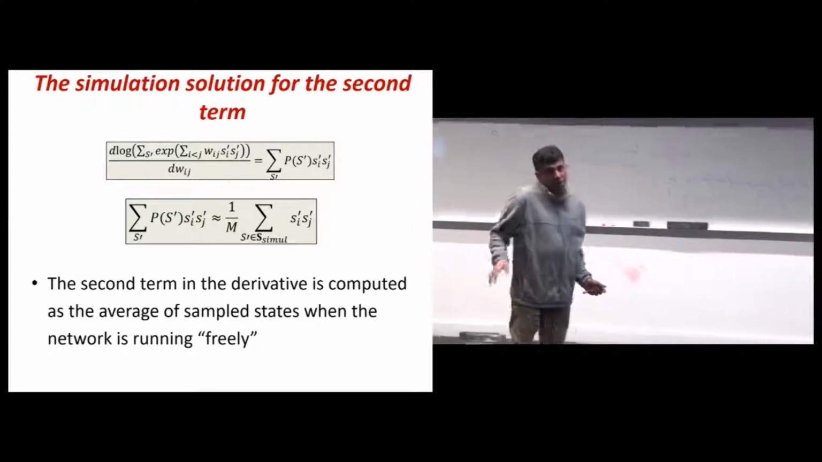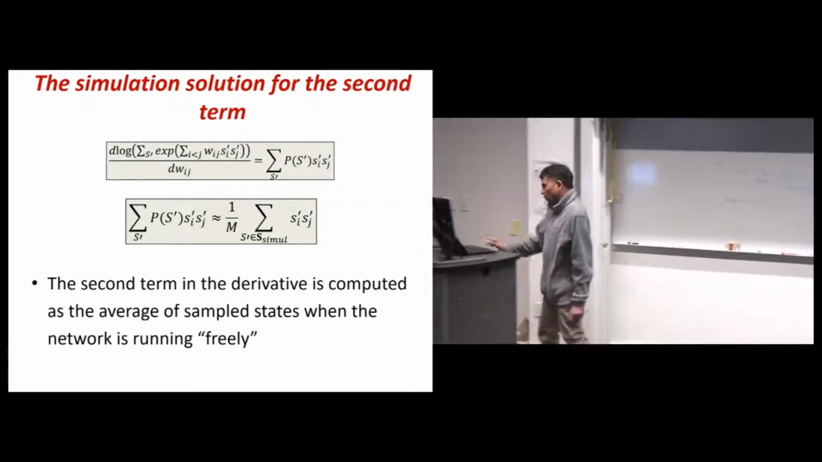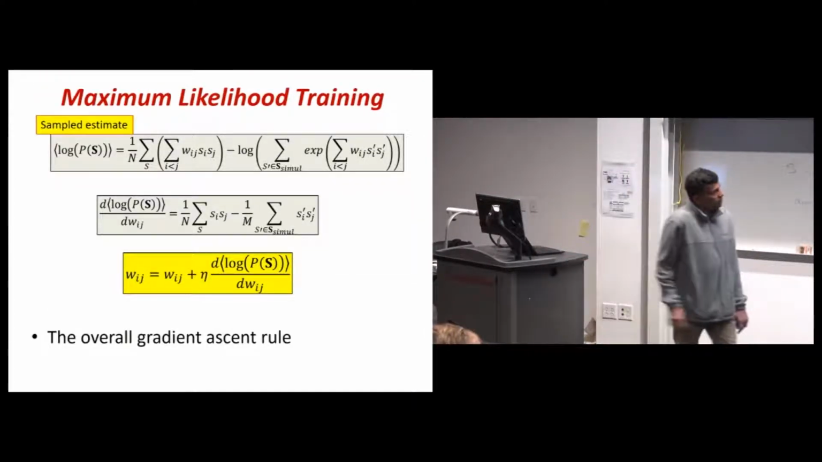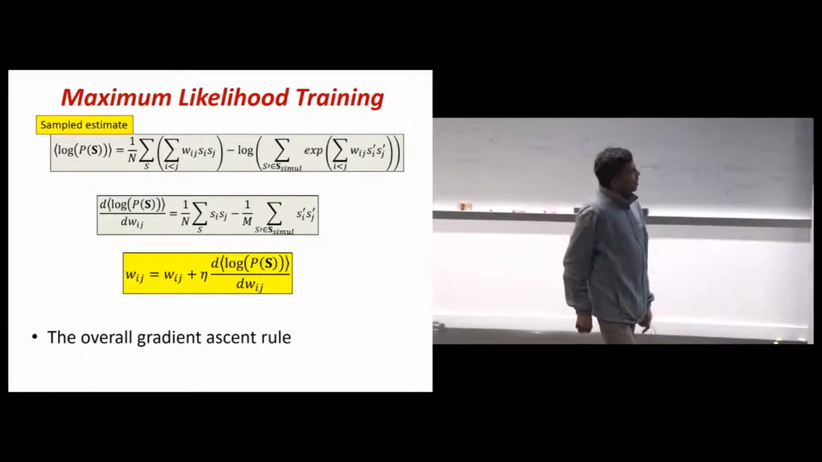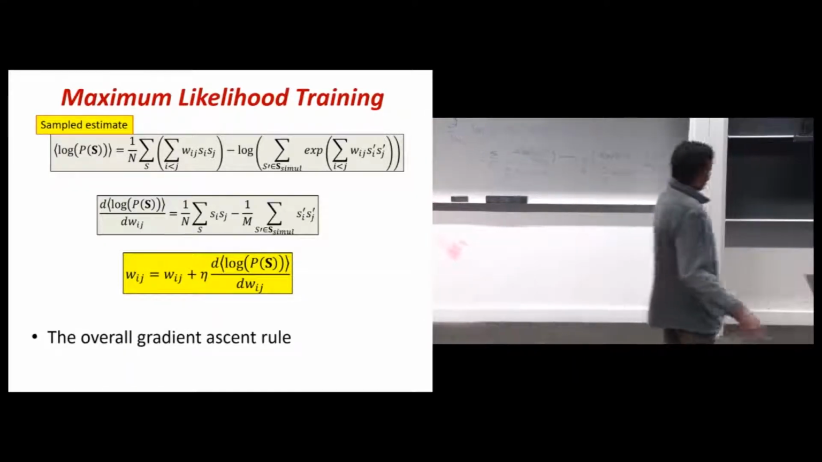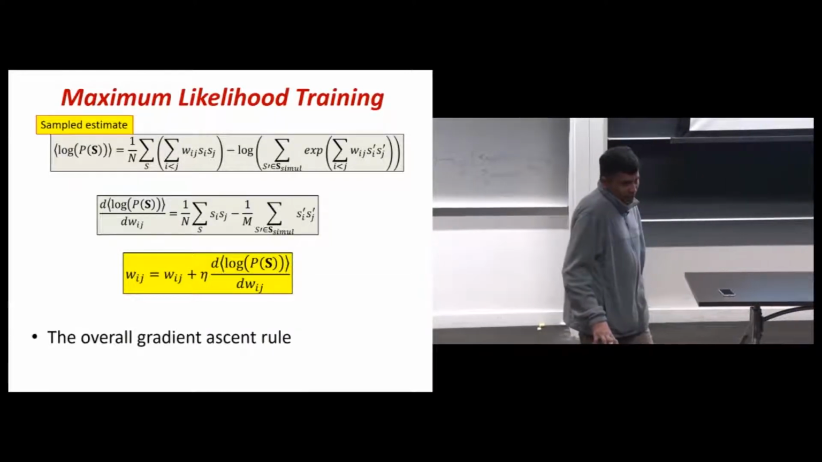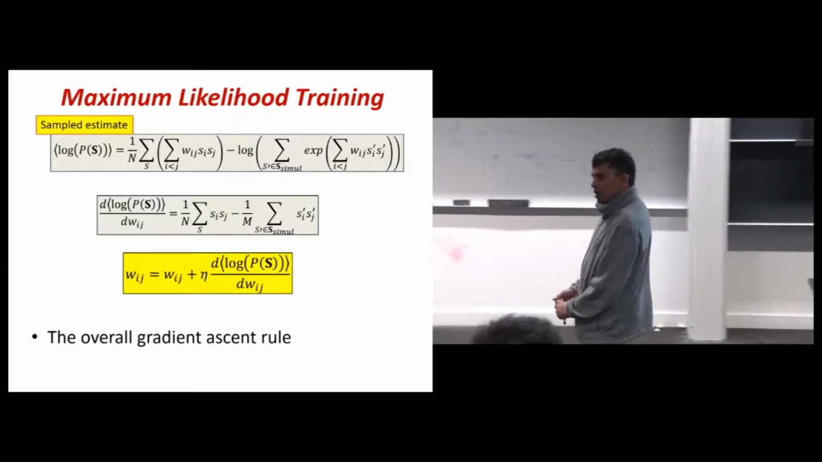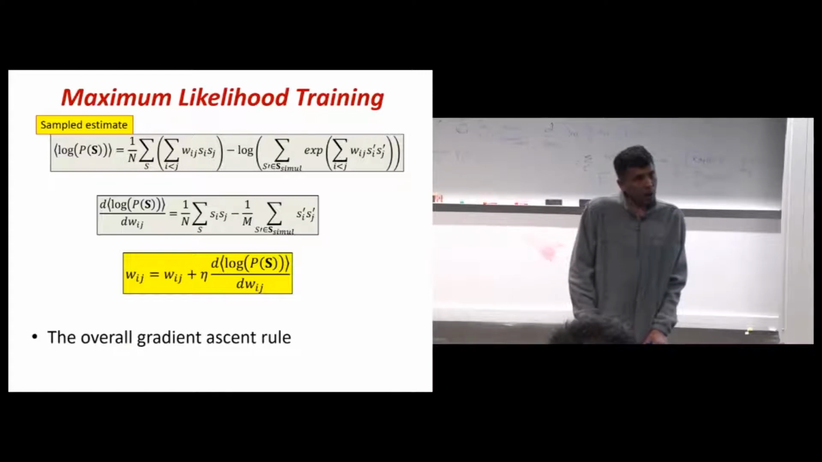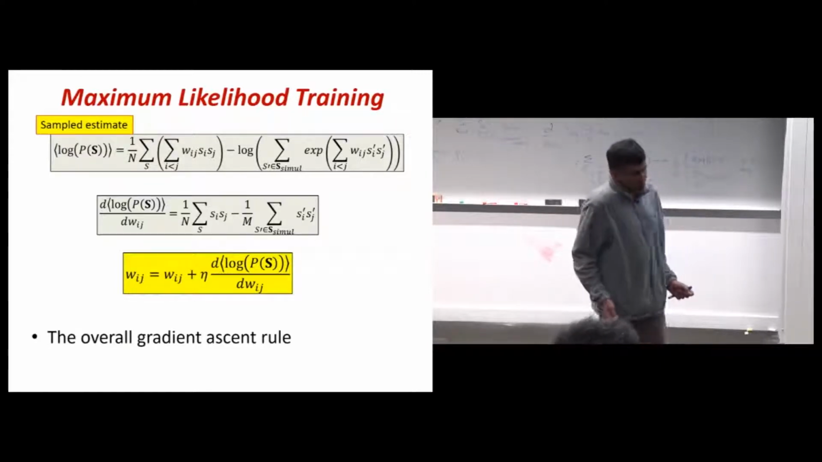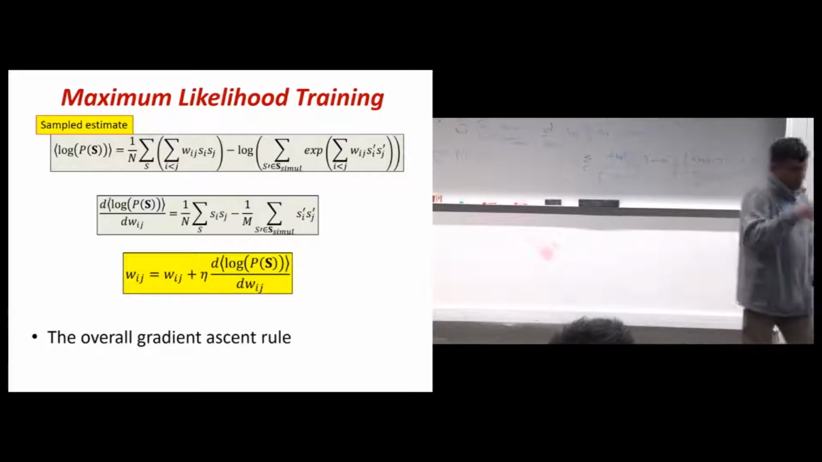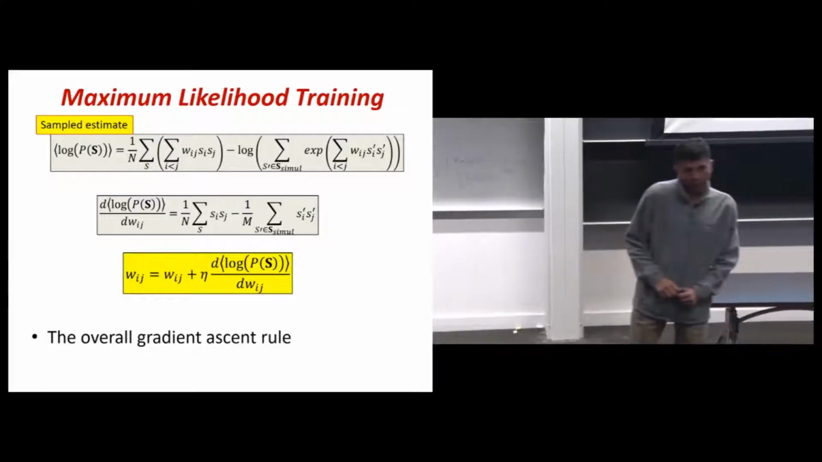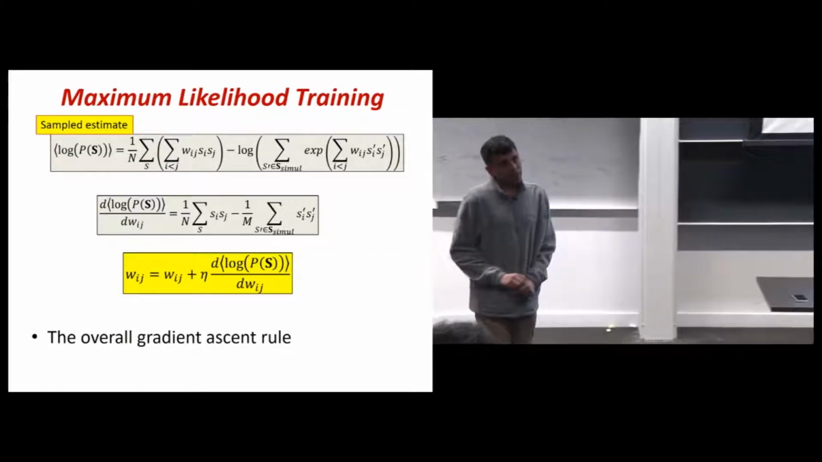So this is the average of sample states when the network runs freely. And so overall, if I'm trying to compute the derivative of the log likelihood of a training set, it's simply going to be the difference between the average product of pairs of samples computed over the training set minus the average product of the same two samples computed over all of the samples that I've drawn by randomly sampling from the distribution.